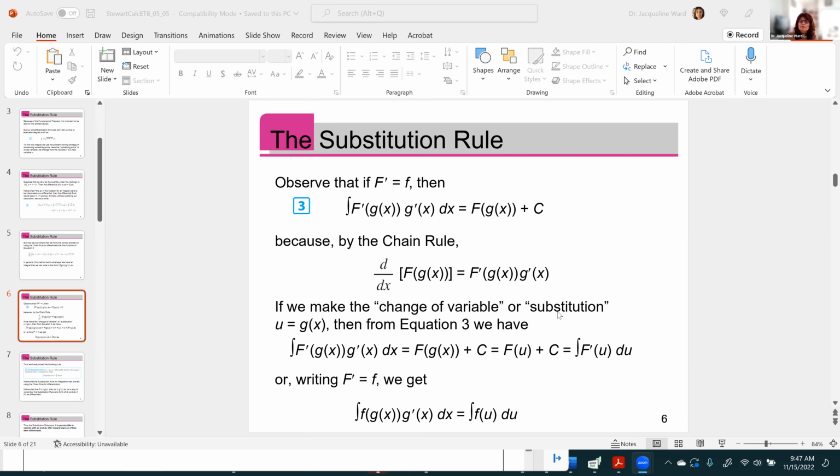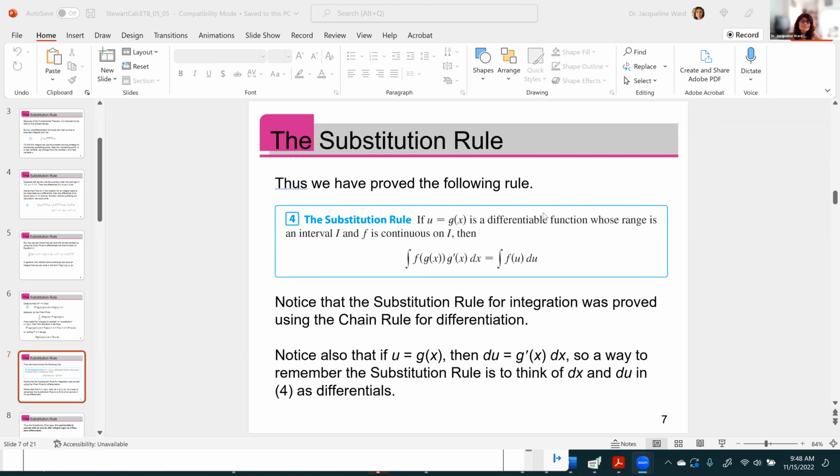If we do a change of variable or a substitution, u equals g of x, then instead of f of g of x, we get f of u. Right, so that was just substituted there. And so it's the f prime of u du. So we're basically rewriting that integral as f of u du. And this is the substitution rule.